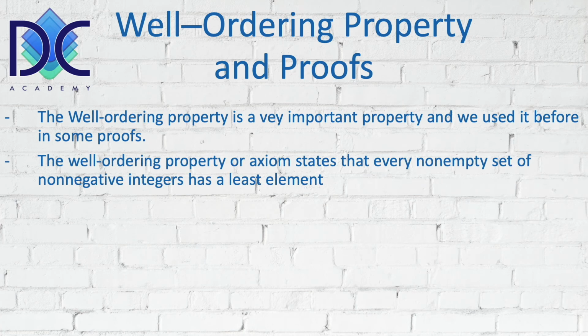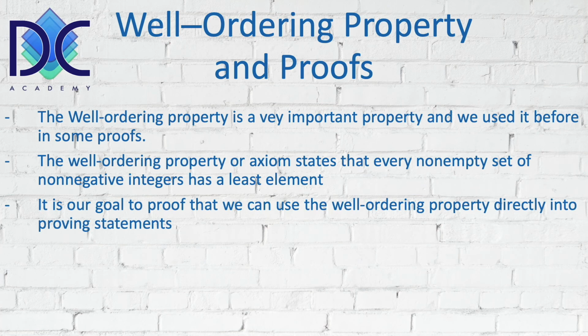Now, the well-ordering property or axiom states that every non-empty set of non-negative integers has a least element. So every set that we are looking at, which is composed of non-negative integers starting from 0, which is the lowest non-negative integer, to whatever integers we have, always has a least element. Now, it doesn't have to be 0, it can be a different element, but at least there is one least element in that set.